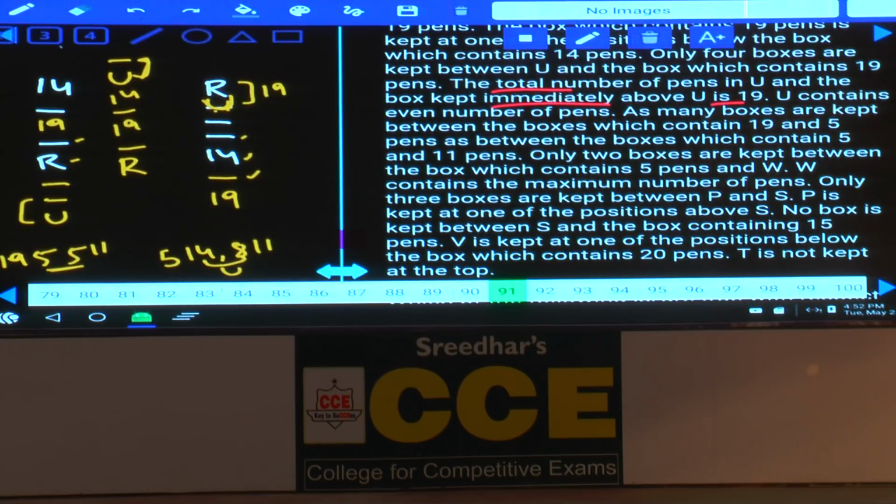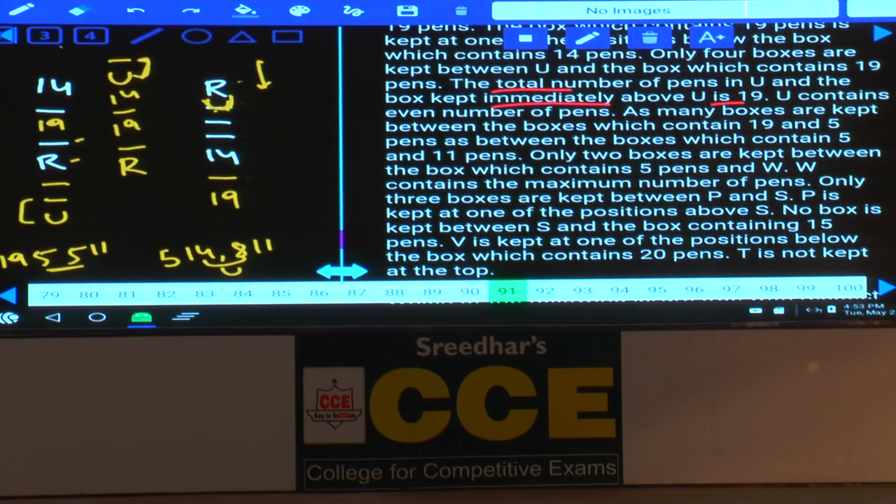Now 19 is here. 5 must be in between 19 and 11. Now tell me what are the different possibilities we have. 19 and 11. Now the value of U can be either 14 or 8, isn't it? Now in this case, R can be either 5 or 11.